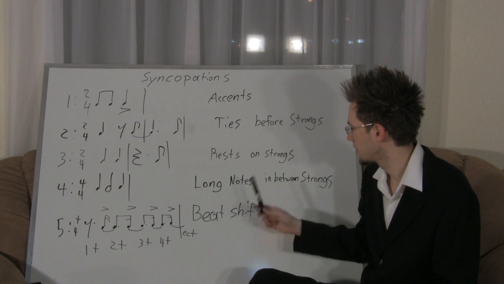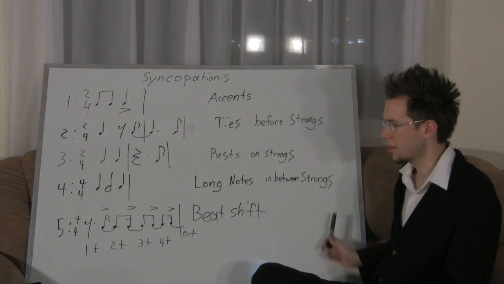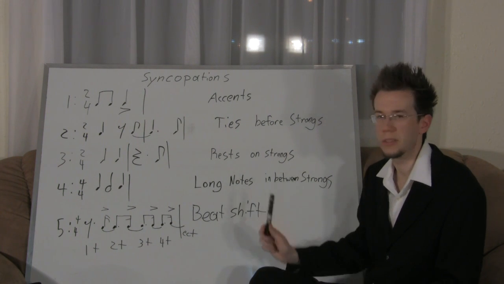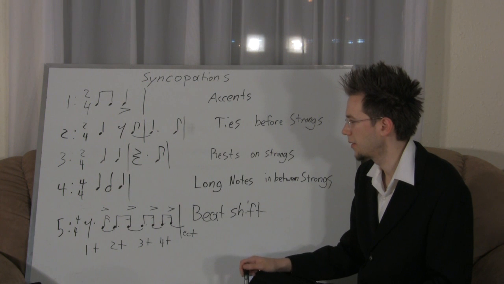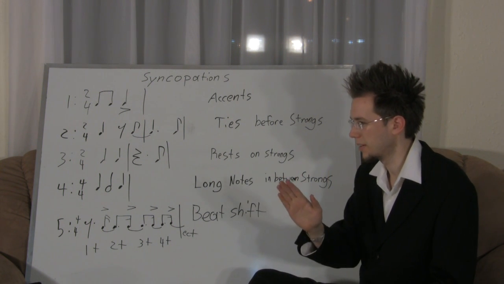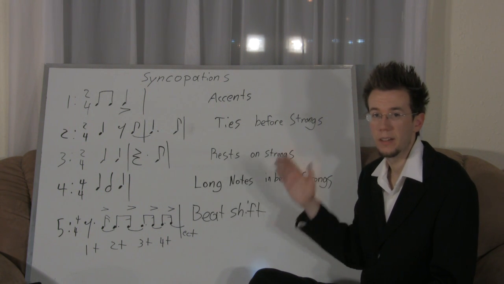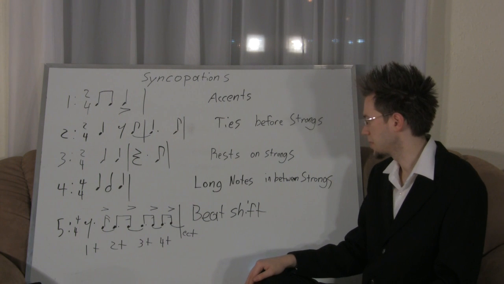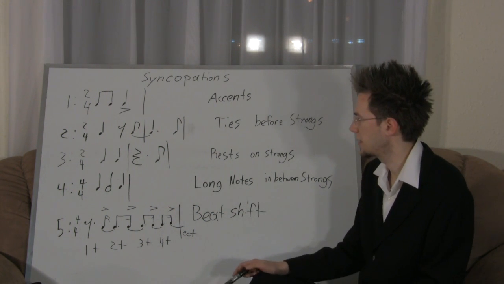So, beat shift, long notes in between strong notes. In between strongs, but I should also write that you have to have short notes as well, because if you had strong weak, medium weak, and a long note on the strong beat and then another long note on a weak beat, it wouldn't make that much of a difference. But when you have the two shorts on either side, it really draws attention to that weak beat.